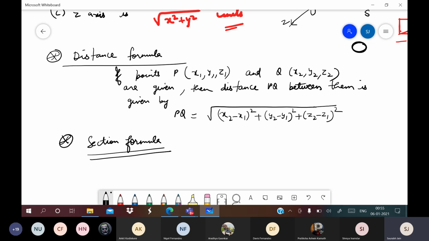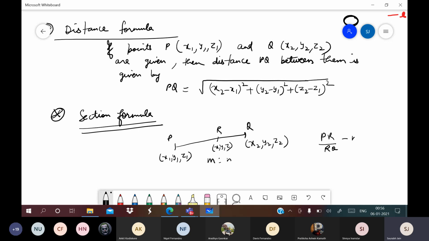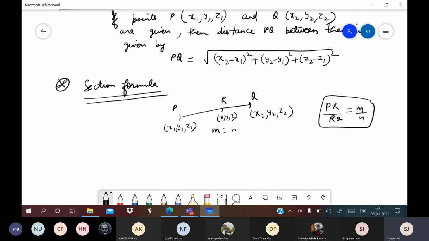Next we use the section formula. This thing is also the same. Suppose you have points P and Q and then you have this line segment PQ joining these two points. There is another point R, whose coordinates are, let's say, (x, y, z), which divides this line segment in the ratio M is to N. That means PR upon RQ is M upon N. I hope you remember the section formula. How did we used to write the coordinates? Who will tell me how to write the value of x?